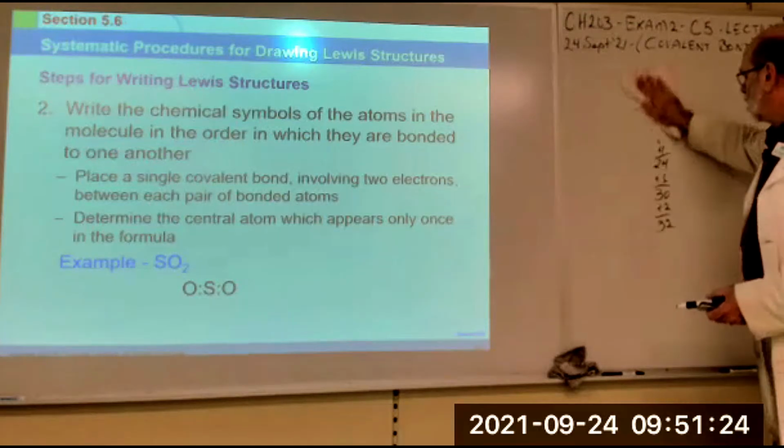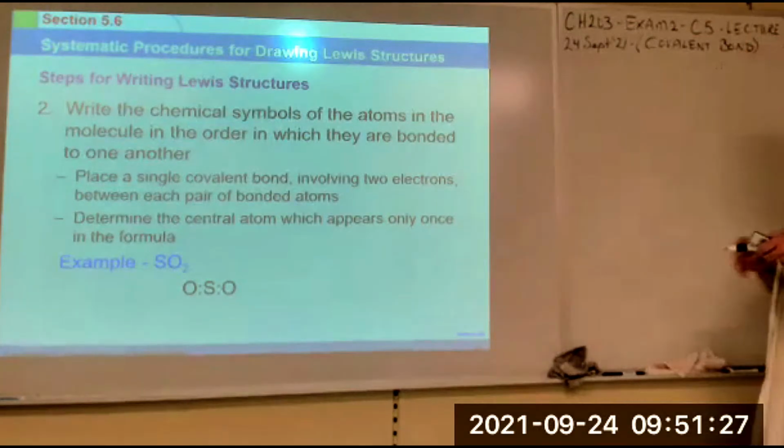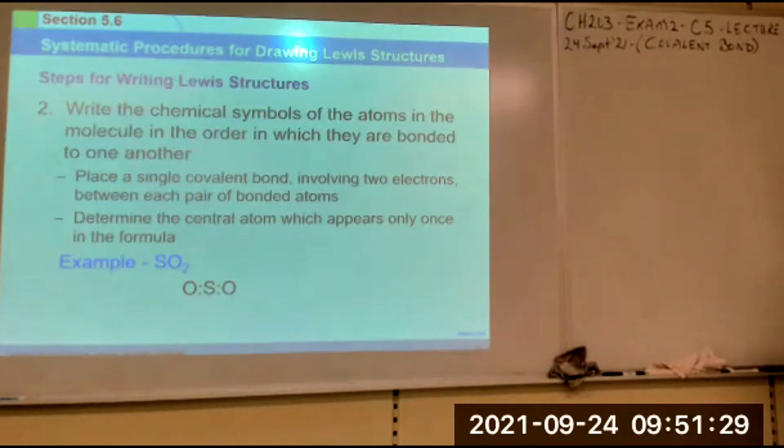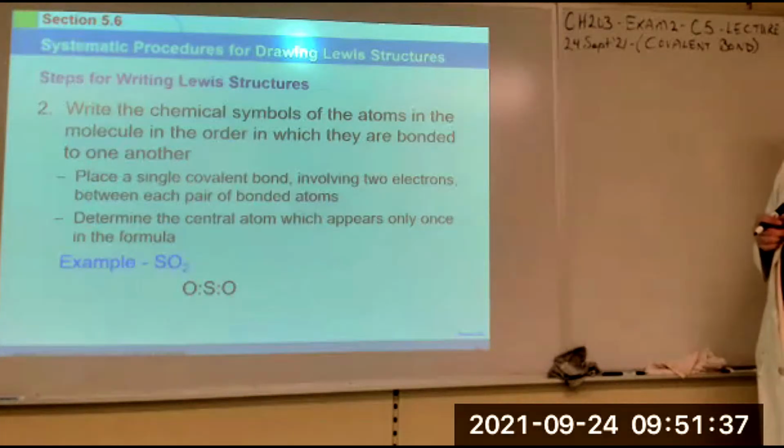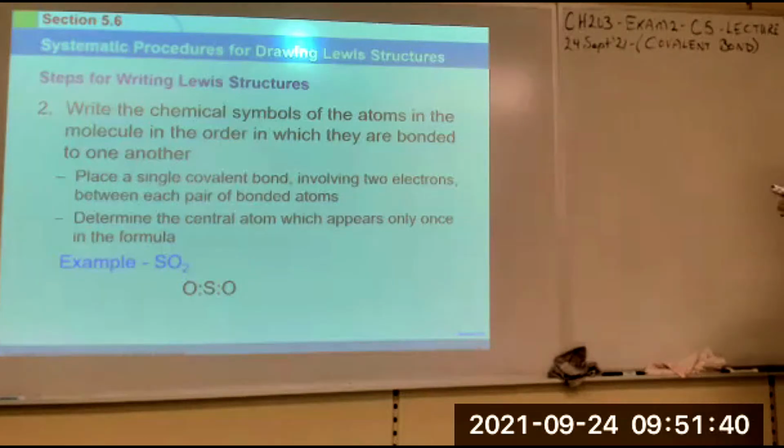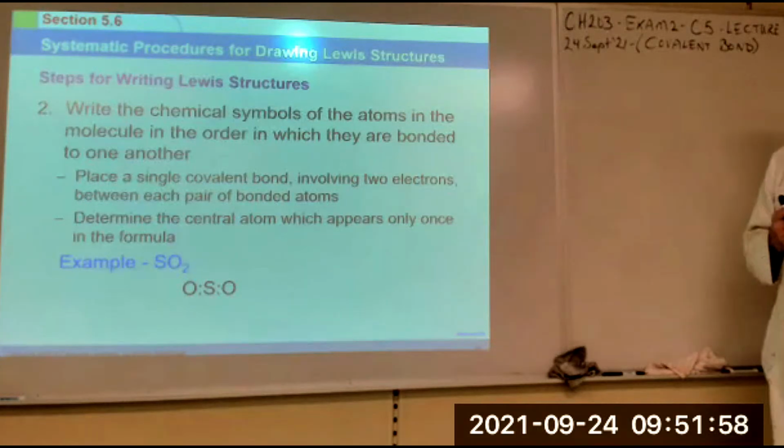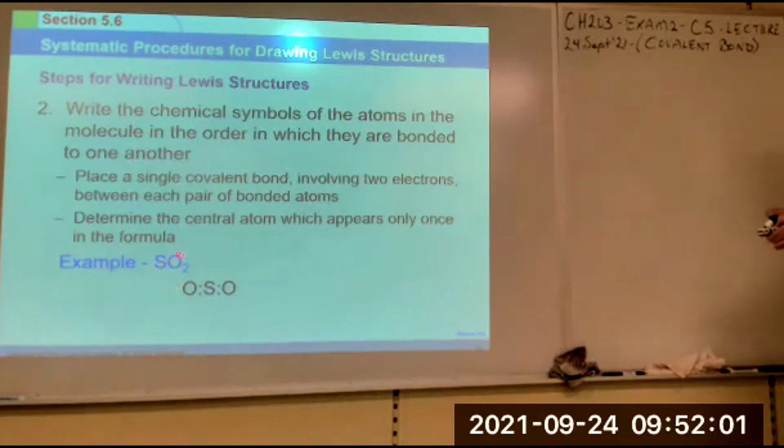Then you hook the atoms together with a single bond. But you need to know which one is in the center. And the one in the center is the one that is least electronegative. So in this case, sulfur is below oxygen. Remember I said from lower left to upper right. So as you go up the group, you get more electronegative. So we put the sulfur in the middle and the oxygens around it. In fact, that's the only way that makes sense, because there's only one sulfur and we've got to distribute these oxygens.